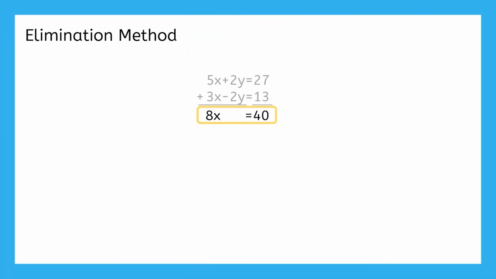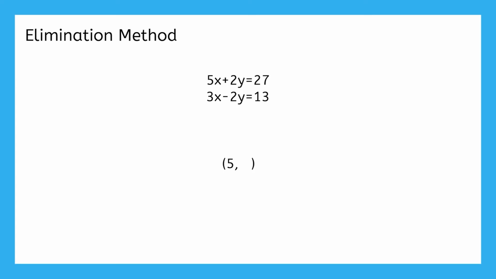So now we have 8x equals 40. What do you think we should do next? Yeah, that's a very nice equation to solve. Dividing by 8 gives us that x equals 5. Now, we still need to solve for y. How do you think we can do that?